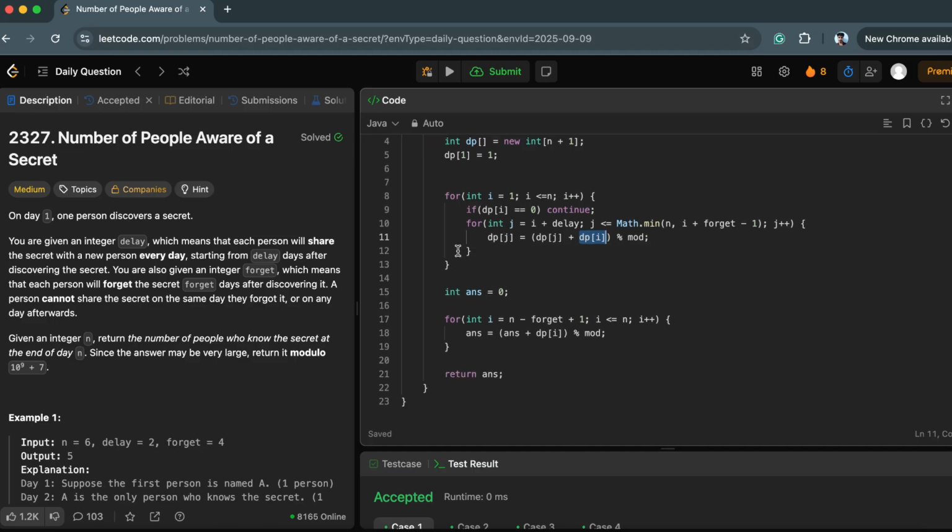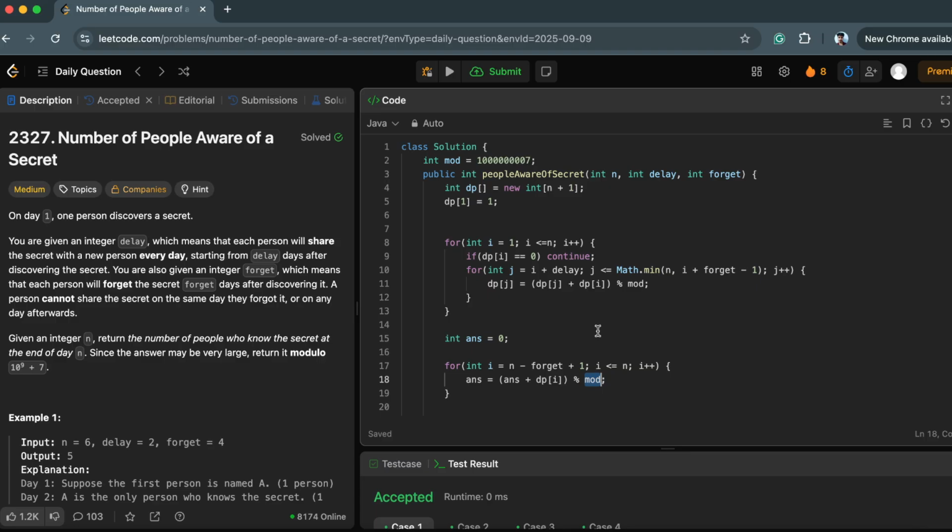Once we are done with these two for loops, we have to start from n minus forget plus 1, from that particular index to the last index, and collect all the new persons available in that range, because from n minus forget plus 1, all the persons there will not have forgotten till the last index. So we keep on adding all those persons into the answer, and the answer is what we return. This was the brute force solution. I guess it is pretty much clear and straightforward.